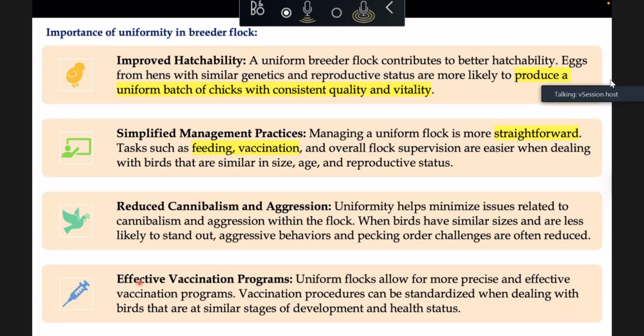And it will facilitate the vaccination program, because if the birds are of similar size, then we know that all the birds will get, for example, if they are 1.5 kilograms each, they are supposed to get one vaccine, 1 ml per bird. But if there are size differences, some are 3 kilos, some are 1 kilo, some are below 1 kilo, then we have to adjust the vaccination volume again and again according to the size of the birds. So that is how uniformity affects the vaccination program as well.